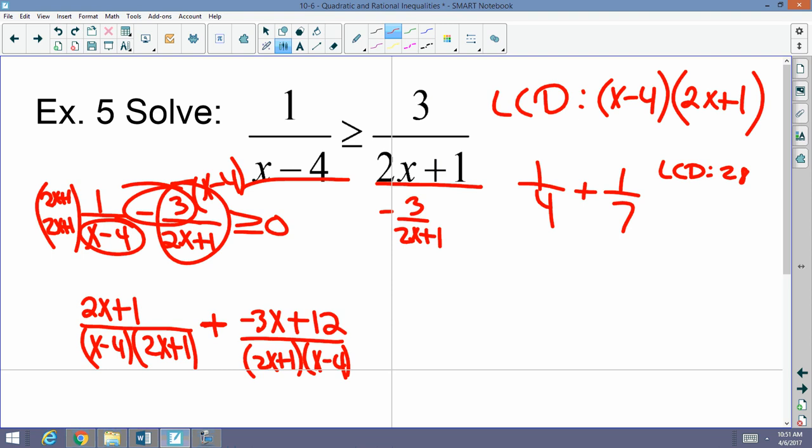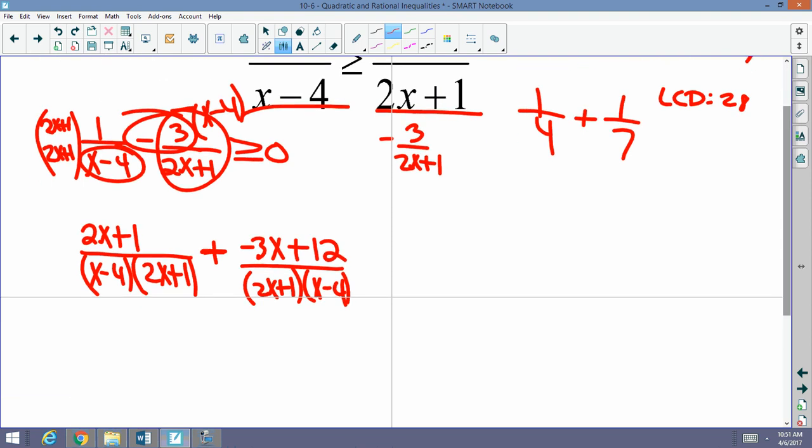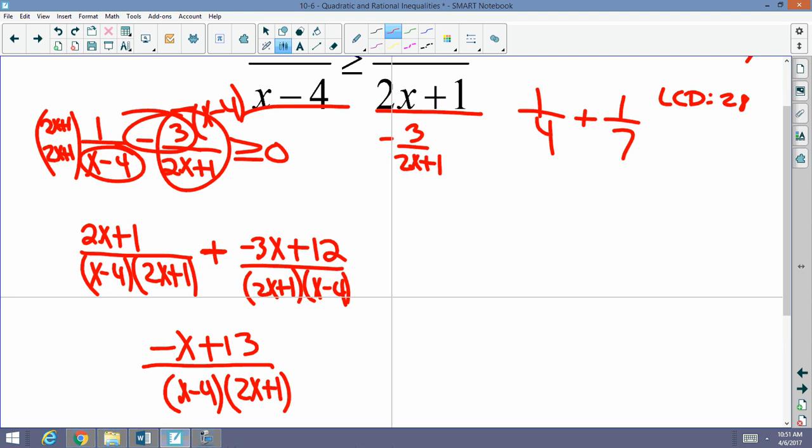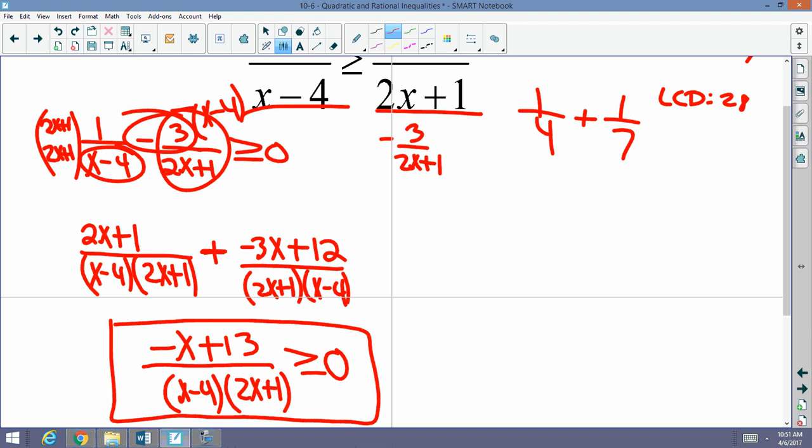Now, what am I left with? 2x minus 3x is negative x plus 13, good, over x minus 4 and 2x plus 1, and all of that is greater than or equal to 0. Talk to me, please, before I go any further.